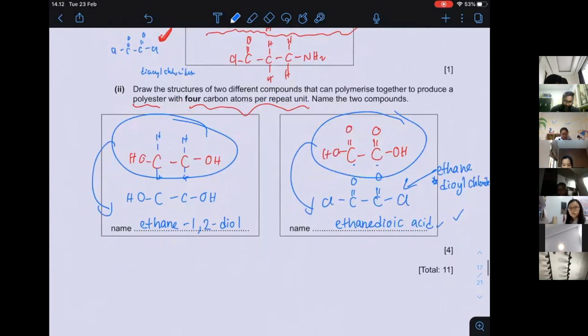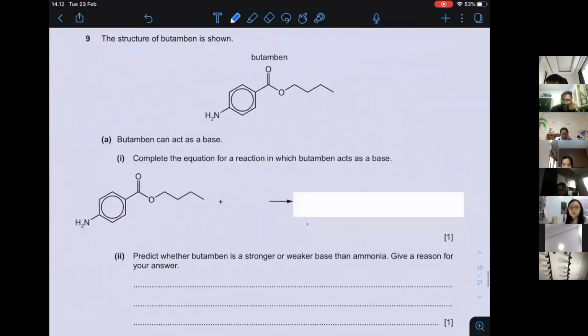Next, number 9. The structure of butanben is shown. So butanben acts as a base. If it is a base, it's going to be a proton acceptor, so it can accept a proton, H plus. So the base itself must have a lone pair of electrons so that it can donate the lone pair to the proton. The only things I can see here that might have a lone pair are maybe this one, maybe this one also, even this one.